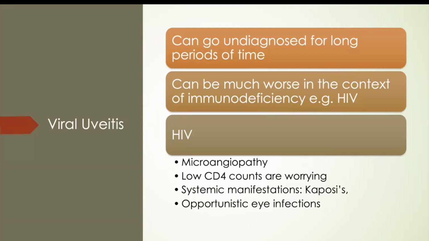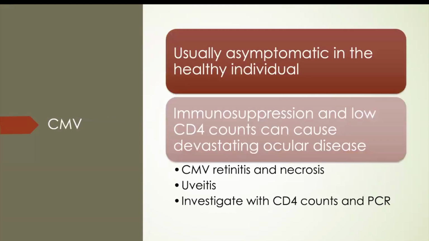And like I said, these low CD4 counts open the door to opportunistic eye infections, particularly with CMV. So CMV is usually completely asymptomatic in the healthy individual. Lots of people may be carrying CMV, but it doesn't necessarily rear its head in any form. But immunosuppression and low CD4 counts can cause quite devastating ocular disease. So you've got CMV retinitis and you've got necrotising uveitis as well.